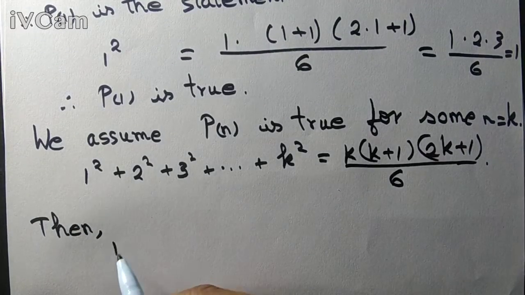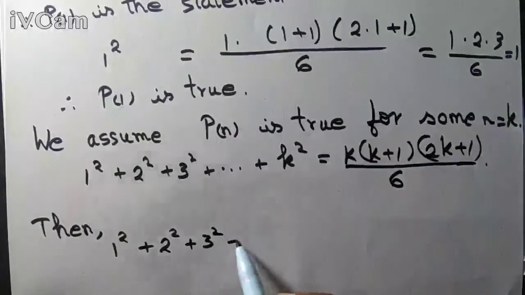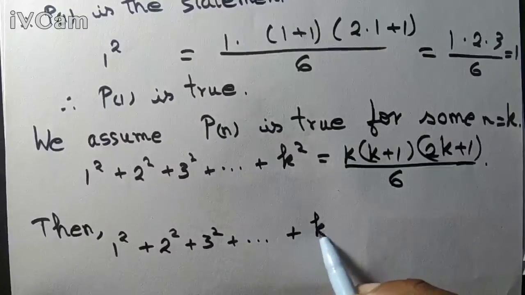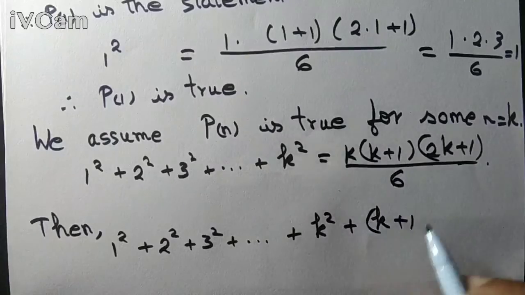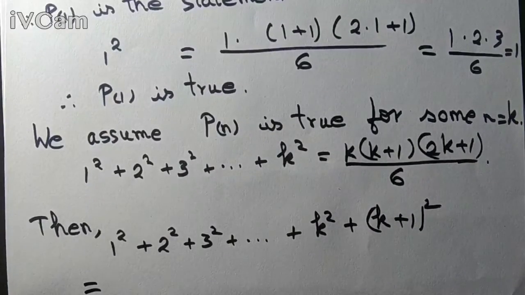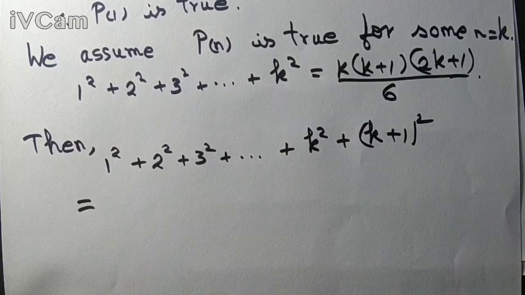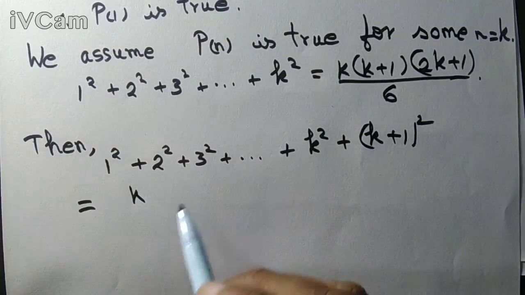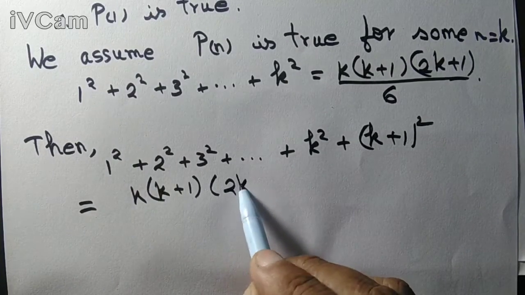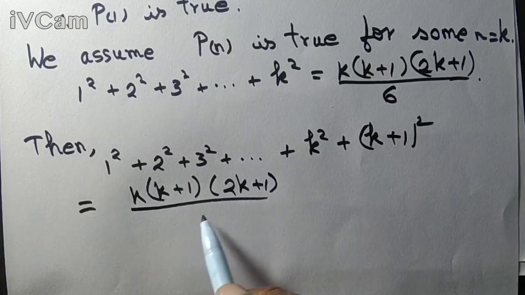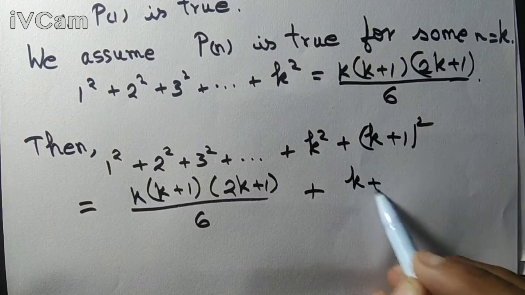Left hand side of Pk plus 1 is 1 square plus 2 square plus 3 square plus dot dot dot plus k square plus k plus 1 whole thing square. But by our assumption, 1 square plus 2 square plus dot dot dot plus k square equal to k into k plus 1 whole thing into 2k plus 1 whole thing divided by 6, and k plus 1 whole thing square as it is.